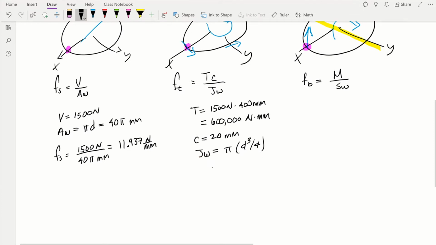So we go ahead and figure out, put in the value. So it's pi times the diameter, which is 40 millimeters, cubed, right? This whole thing cubed, divided by 4. If we plug that into the calculator, I get 50,265 millimeters cubed.